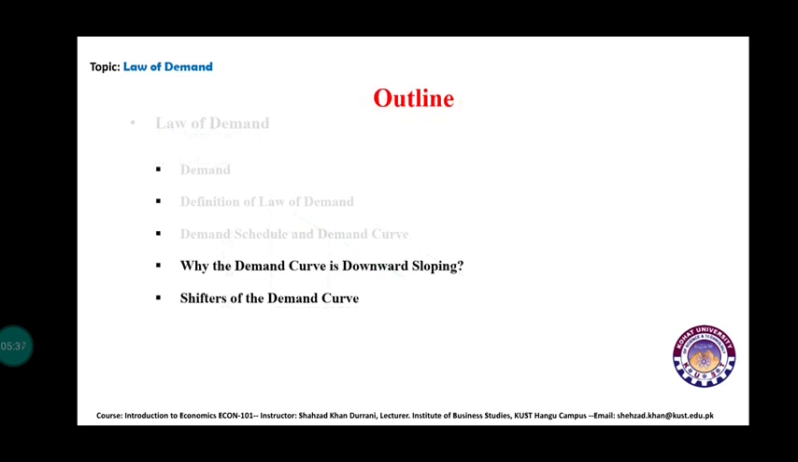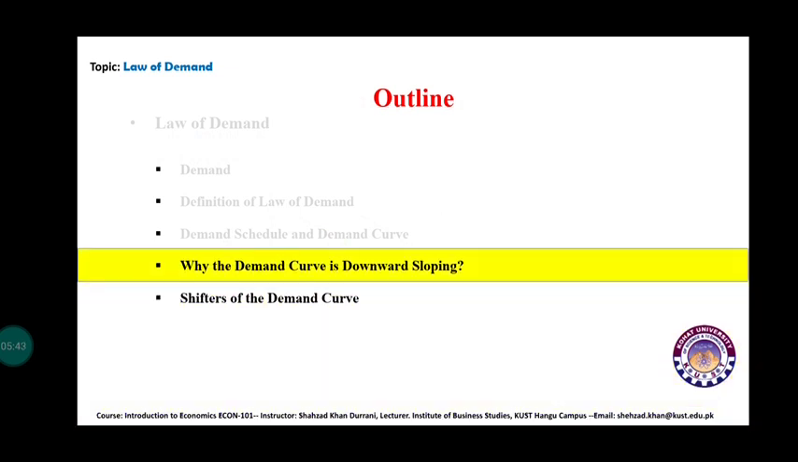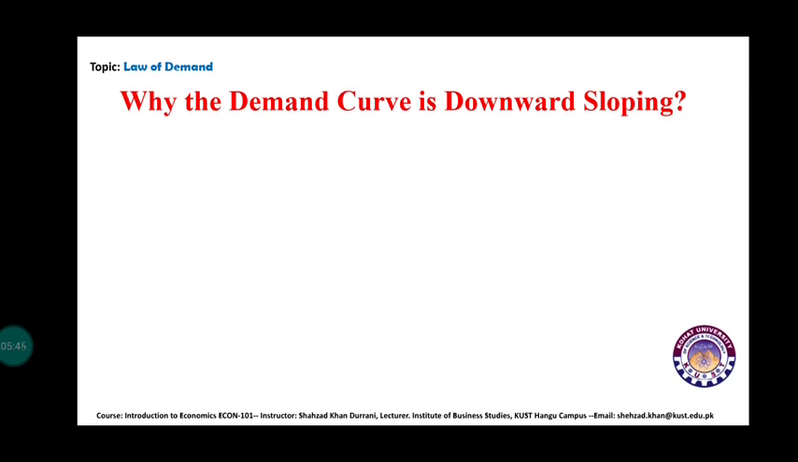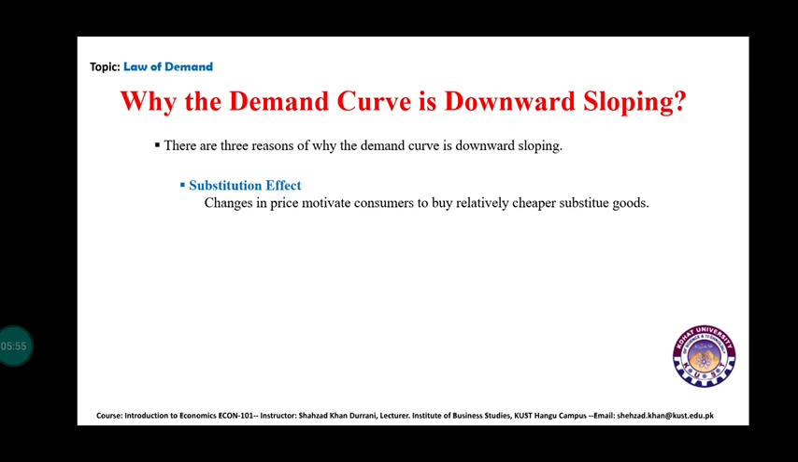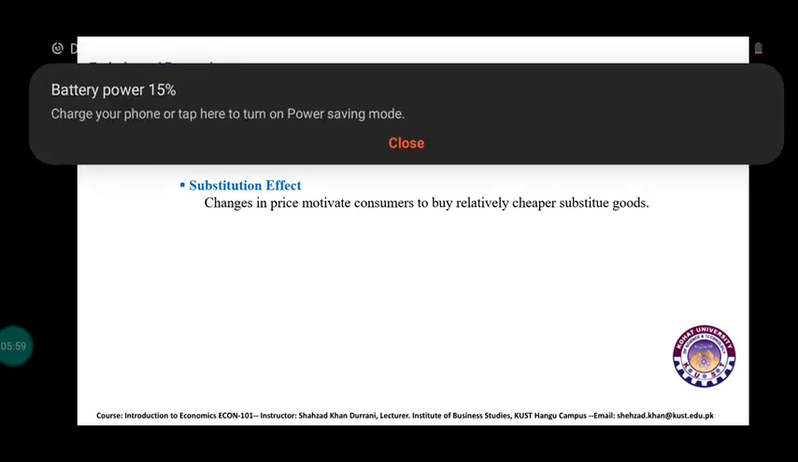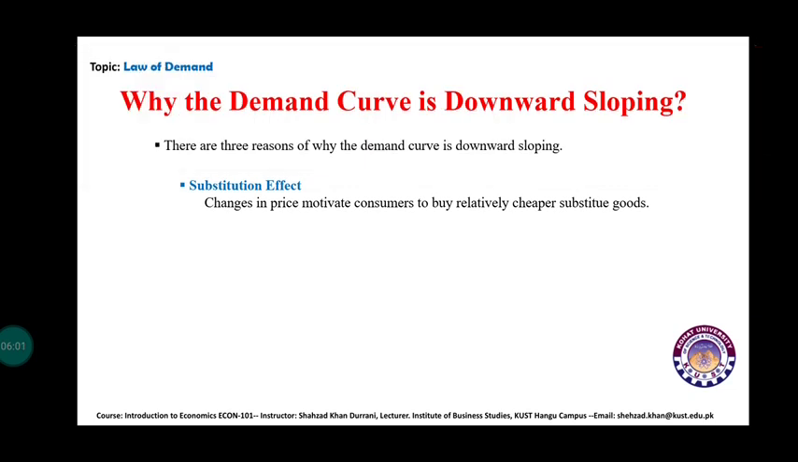The next topic is why the demand curve is downward sloping. There are three reasons why the demand curve is downward sloping. The first reason is the substitution effect. A change in price motivates consumers to buy relatively cheaper substitute goods. It means that if you have a substitute good available, right?